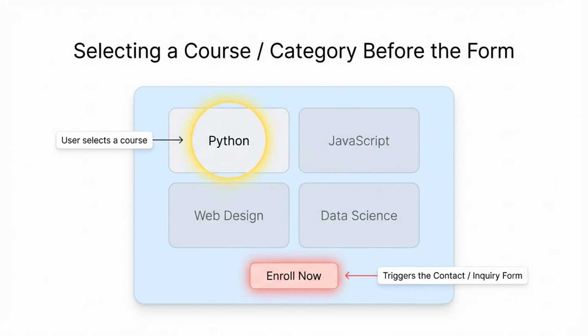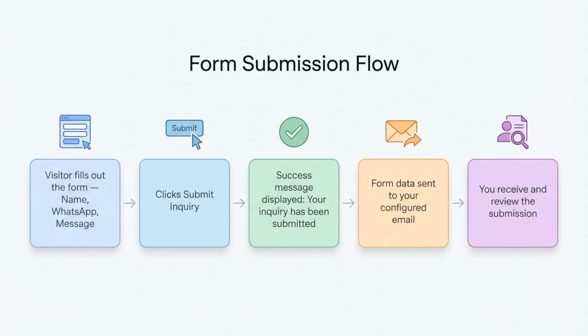Here's an interesting use case that was demonstrated. When a user browses your courses and clicks Enroll on a specific course, like Python, for example, that action can trigger the contact or inquiry form to appear. So the form isn't just on the contact page, it can also be connected to specific course enrollments, asking the user for more information before they sign up. Let's walk through the complete submission flow so you understand what happens end to end.